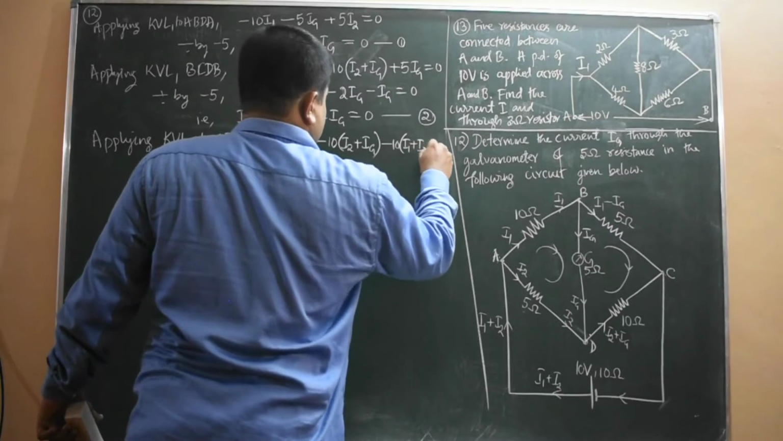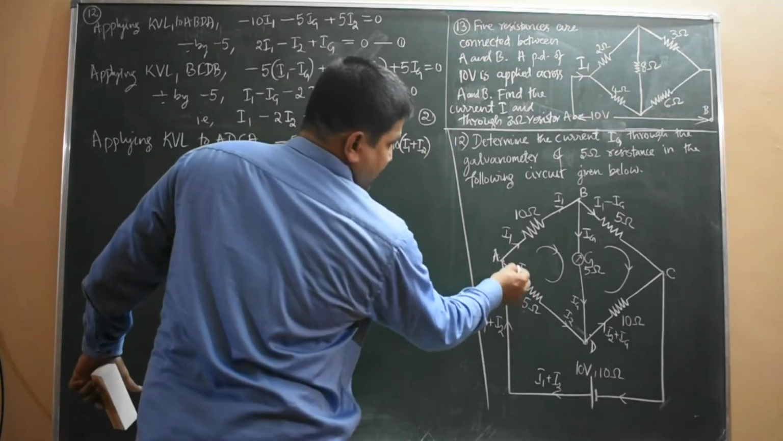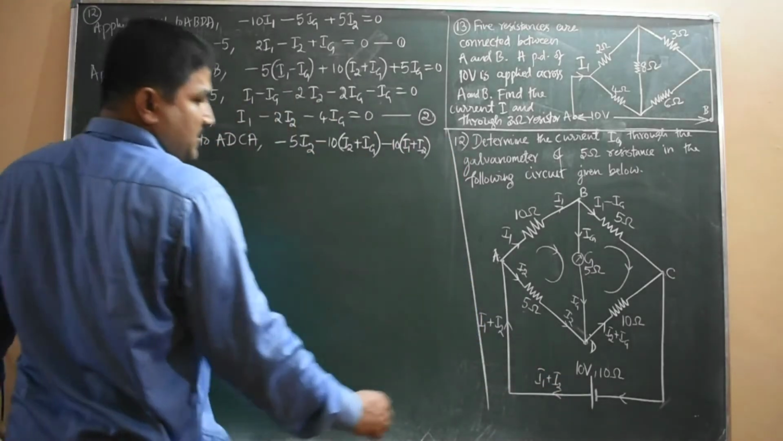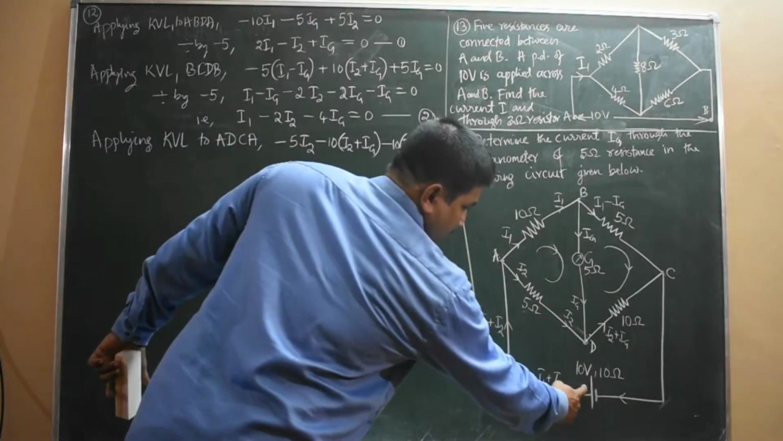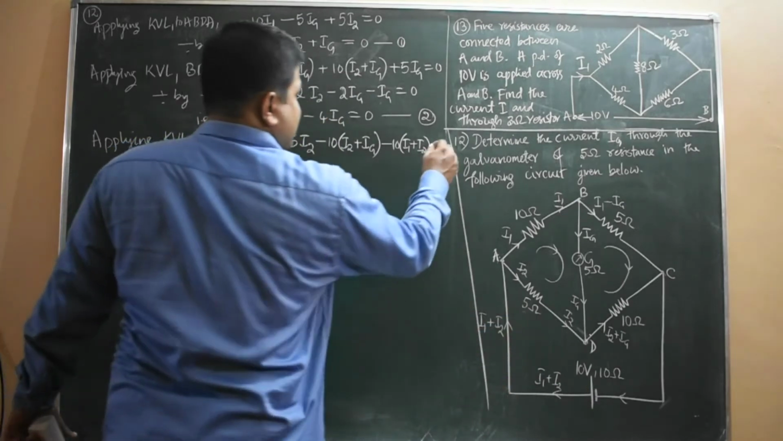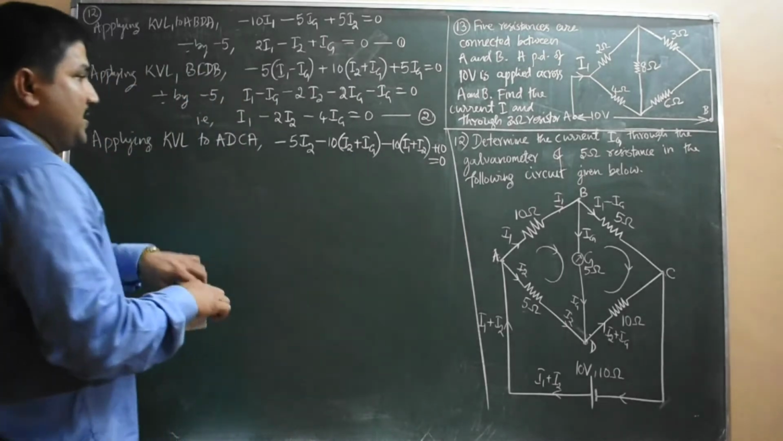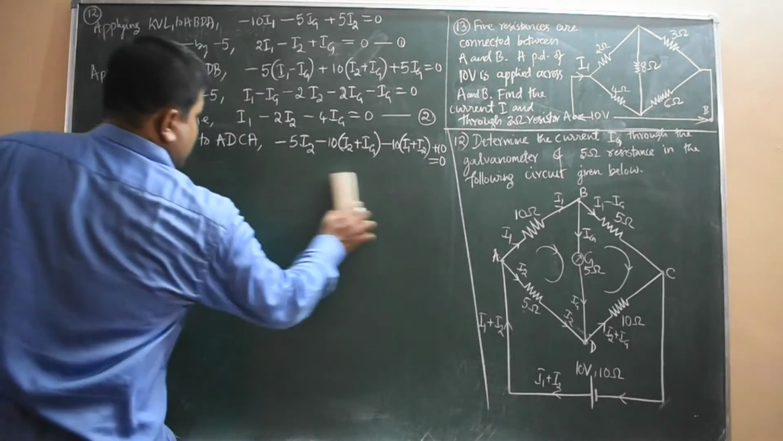Total current is I1 plus I2, because here there are two branches, current I1 and I2. So the current drawn from the battery or cell should be I1 plus I2. Then EMF, from here to here it will increase, so therefore it is plus 10 equal to 0. This is the equation. Now we have to simplify this equation.